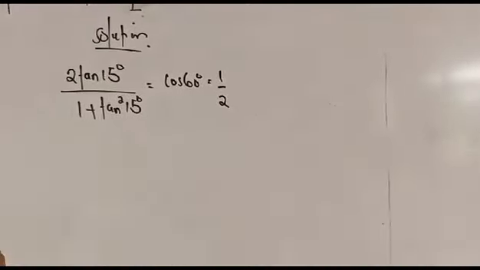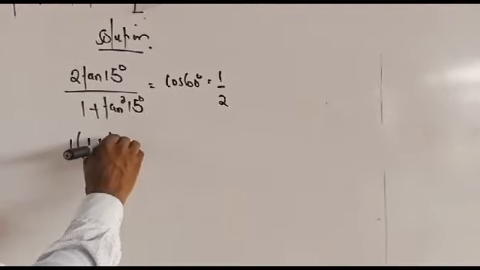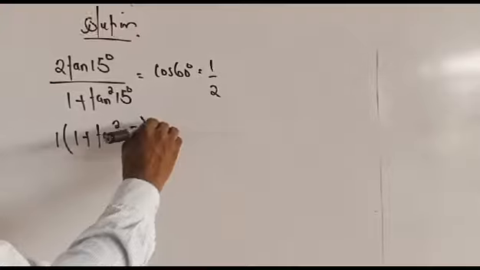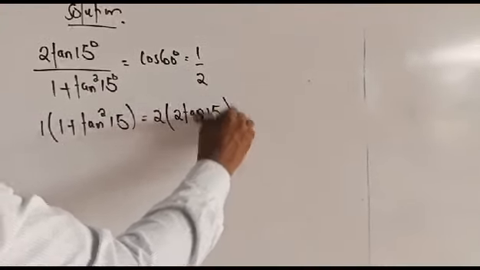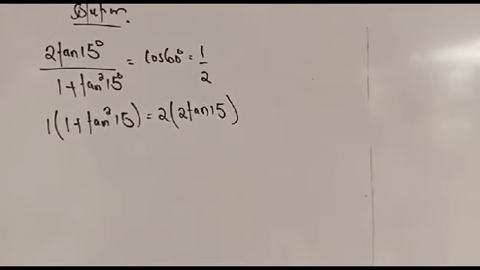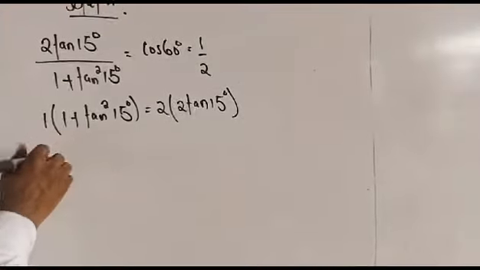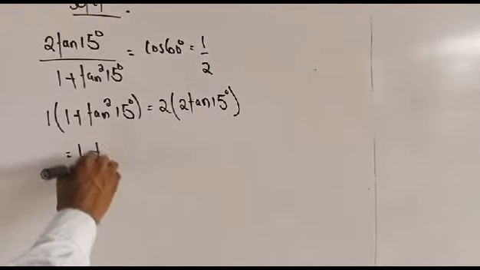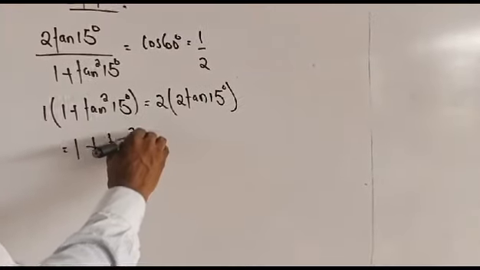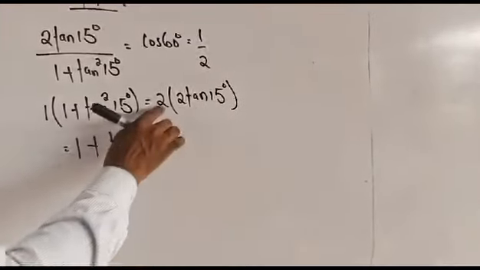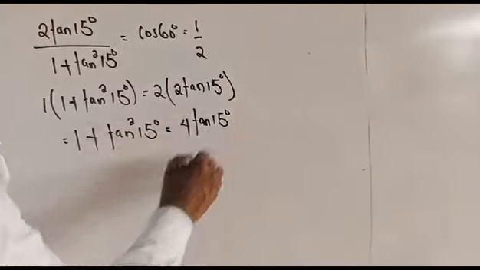So from here I can cross multiply. I have 1 into 1 plus tan square 15, 2 into 2 tan 15 degrees. If I open the bracket, 1 times 1 will give me 1, plus 1 times tan square 15 degrees, I will have tan square 15 degrees. 2 times 2 will give us 4 tan 15 degrees.